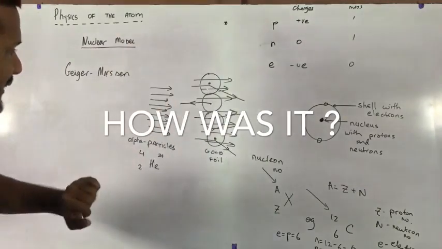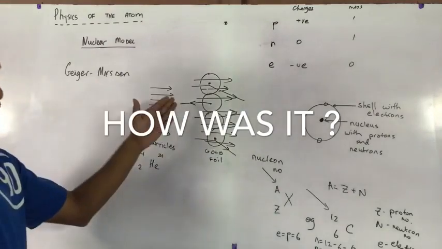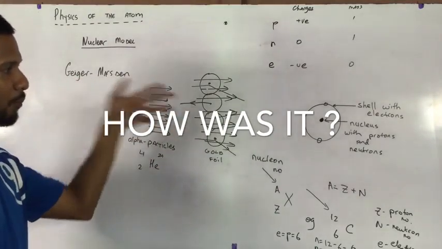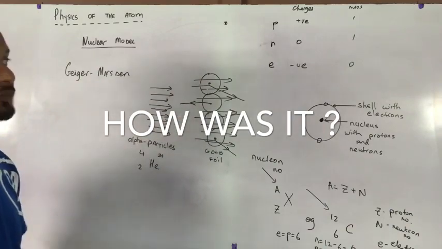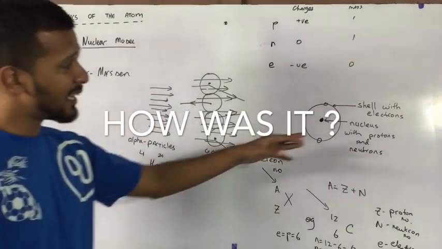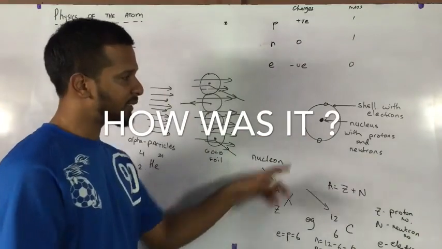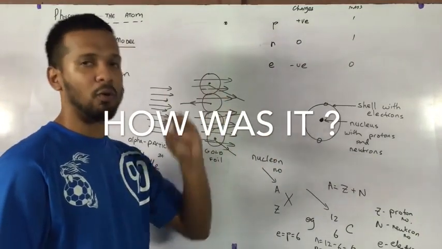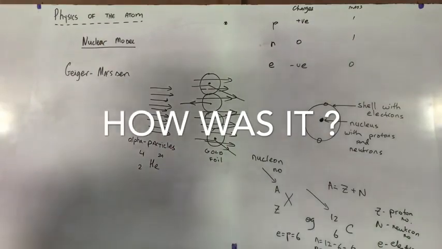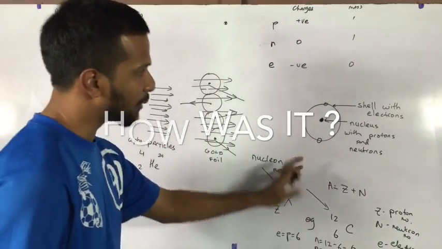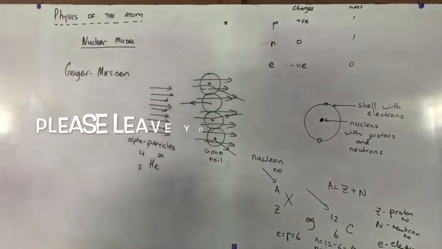So, Geiger and Marsden: gold foil, alpha particles shot at it, three observations. Most went straight through, some were deflected, and a few were reflected. What was the conclusion? Well, the atom is made up of mostly empty space. It has a solid positive core. And that's basically the conclusion of the Geiger-Marsden experiment. And these are some simple things about the atom.